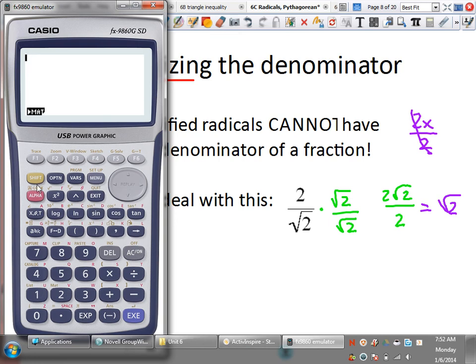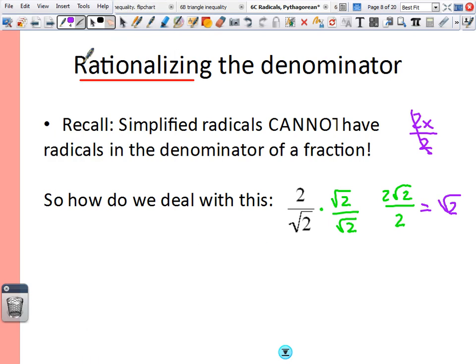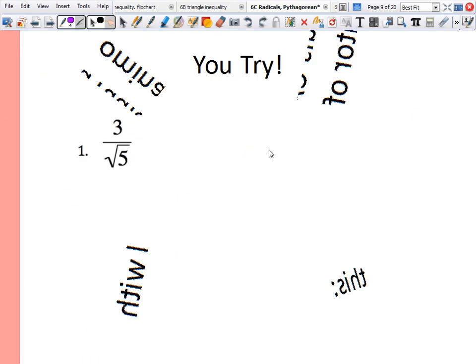If I do 2 divided by the square root of 2, I get the same thing as if I take the square root of 2. They're the same exact number. And that'll work on a TI also, surprisingly. Okay, so next page. You try one.